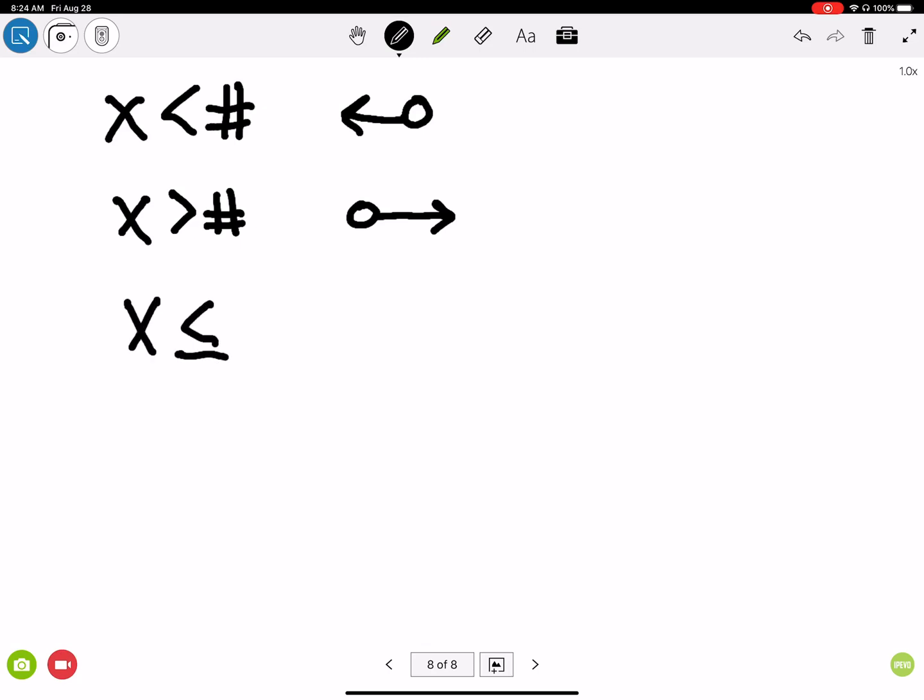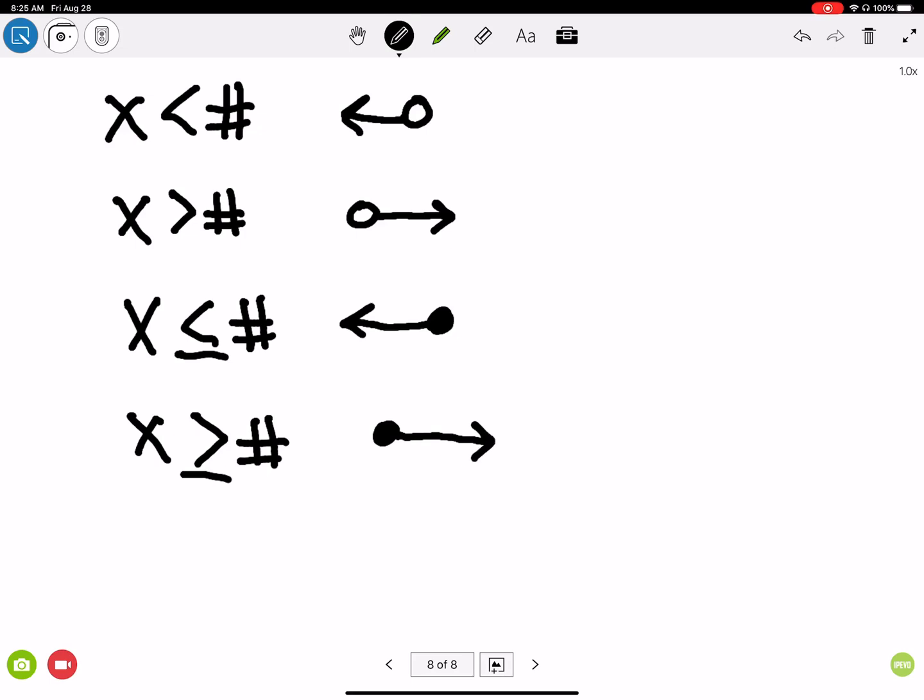X is less than or equal to a number. This time we're going to use the filled circle, which is the accepting circle. So we're going to accept that number because it's or equal to, and we're going to go to the left. Okay, it's my inclusive circle going to the left to show that everything including that number and everything less than that number is a solution. And x is greater than or equal to a number. Same thing, inclusive circle, but this time because x is greater than or equal to, we're going to the right. Okay.